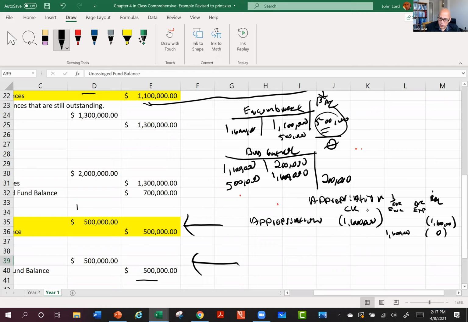Now, when the real amount comes in, okay, then I'm going to go ahead and debit the encumbrance. What was it? 1,100,000? Yes.